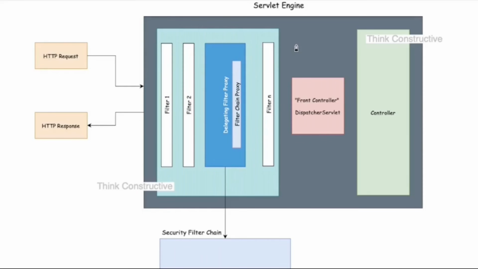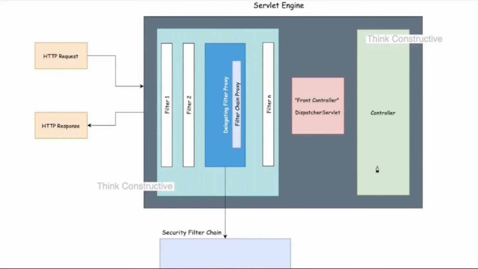Let us first understand what happens when a normal GET request reaches the servlet engine. It will be taken care of by the front controller, which in the Spring world is the dispatcher servlet. All the requests will come to the dispatcher servlet, and it is a typical design pattern called front controller, which comes into the picture here. So the GET request reaches the front controller, and the front controller will dispatch the request to the controller. The controller will do all the necessary processing for the request.